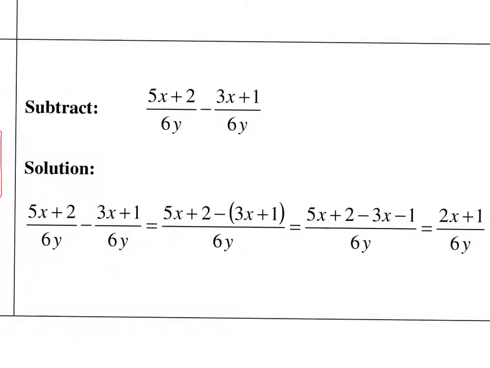In this example, the denominator is going to be 6y, always remembering these three denominators have to always be the same. Now, the subtraction becomes a little tricky when there's more than one term after it, because if you remember, when you subtract a polynomial, the subtraction sign has to distribute to every term behind it.